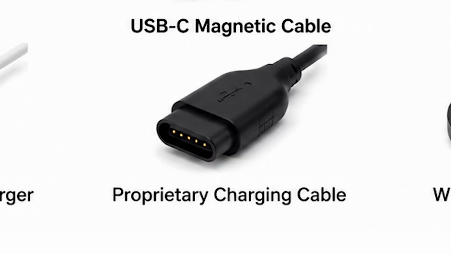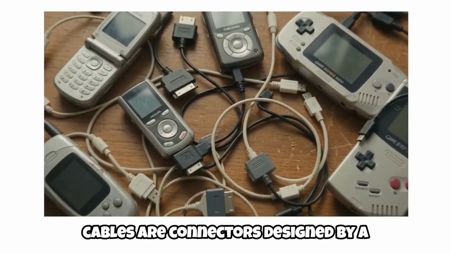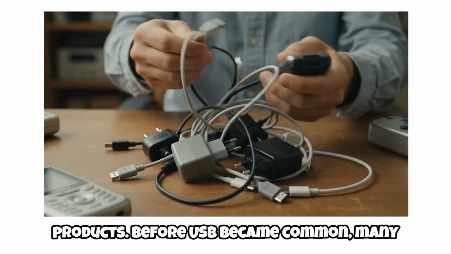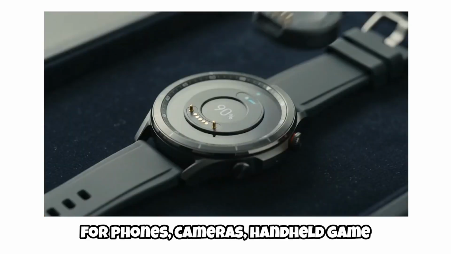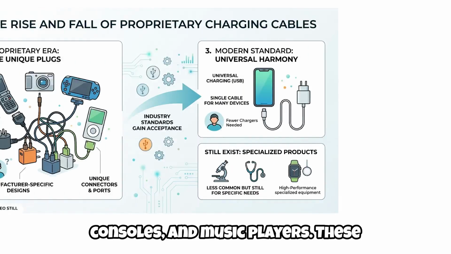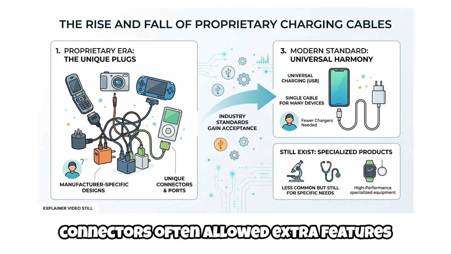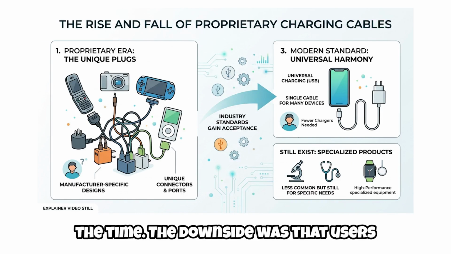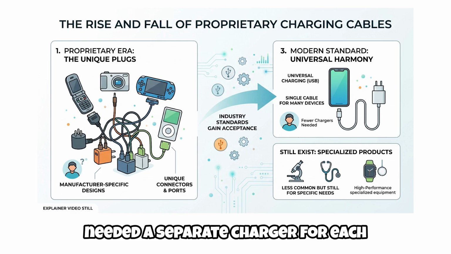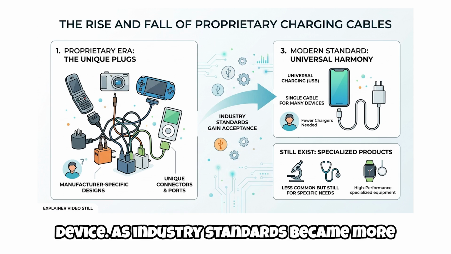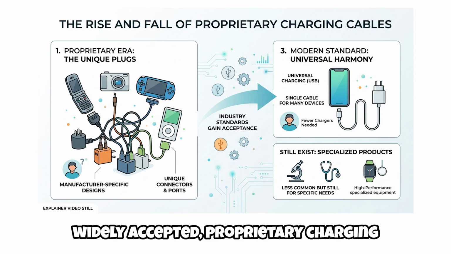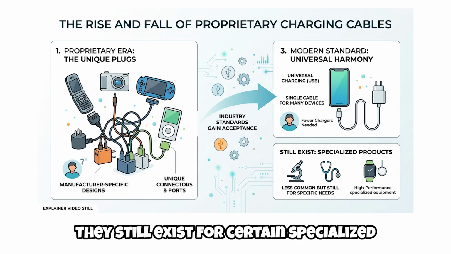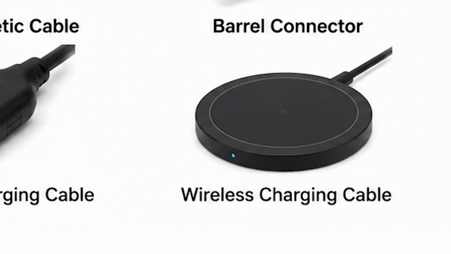Proprietary charging cable. Proprietary charging cables are connectors designed by a specific manufacturer for its own products. Before USB became common, many companies created unique charging ports for phones, cameras, handheld game consoles, and music players. These connectors often allowed extra features that standard cables could not provide at the time. The downside was that users needed a separate charger for each device. As industry standards became more widely accepted, proprietary charging cables became much less common, though they still exist for certain specialized products.